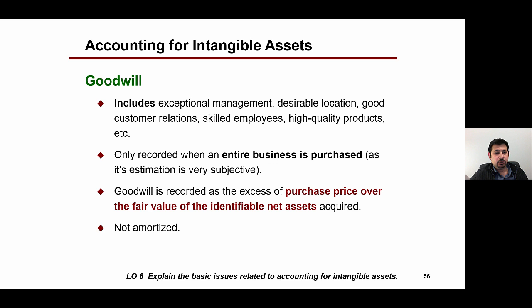Goodwill is another and trickier intangible asset. Here, the thing is that goodwill cannot be calculated except when the entire business is sold or purchased. This would be the difference between the fair value of identifiable net assets, so between the value of the net assets and the sales price of the company. Anything in excess of the purchase price over the fair value will be recorded as goodwill. And this is not amortized.